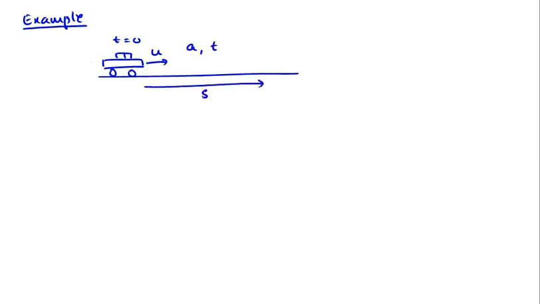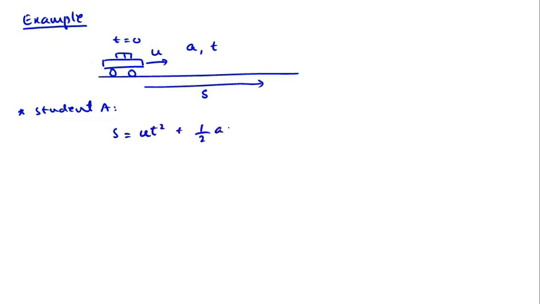Let's say there is a car and it's moving along a straight road. At time t equal to 0, its initial velocity is u. The car starts accelerating at time t equal to 0 with constant acceleration a, and in time t, it covers distance s in the direction of motion. Now let's say student A suggests that the quantities s, u, a, and t are related by the equation s equal ut squared plus half at.